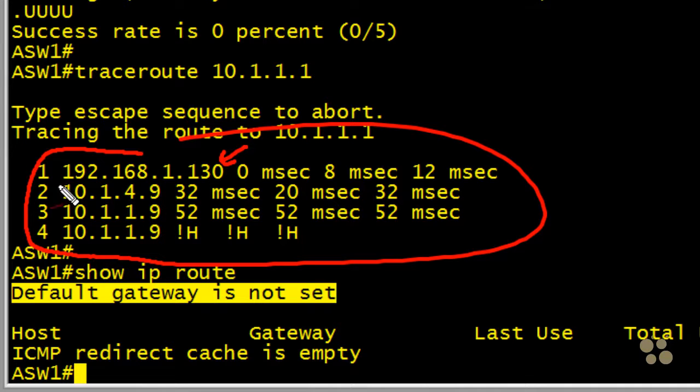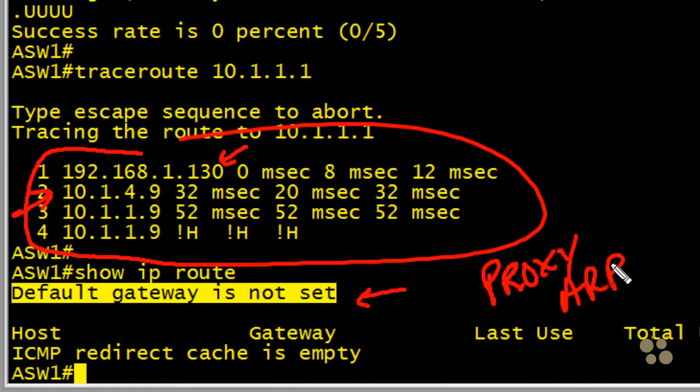And the answer to why this even worked at all without a default gateway is proxy ARP. DSW1 and DSW2 have proxy ARP enabled on their interfaces by default. And because ASW1 does not have a default gateway, it did an ARP trying to reach 10.1.1.1. So .130, which is DSW2, saw that ARP request for 10.1.1.1. And based on DSW2's routing table, it thought it had a route. DSW2 did an ARP reply back to ASW1 saying, yeah, hey, to get to 10.1.1.1, use my layer 2 address. At which point ASW1 started forwarding frames at layer 2 to the MAC address of DSW2.